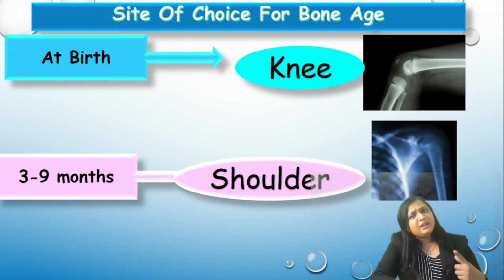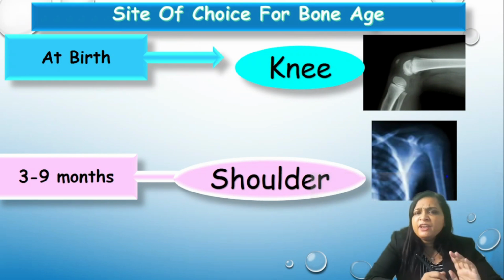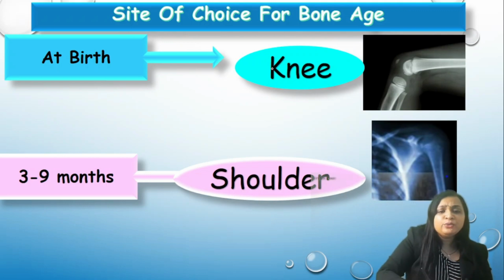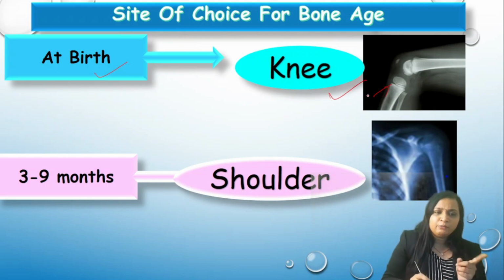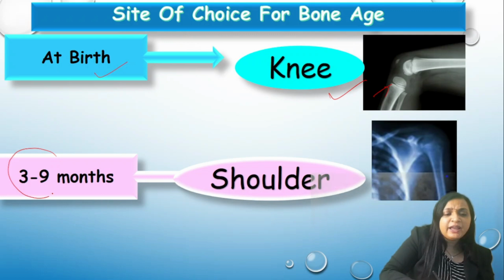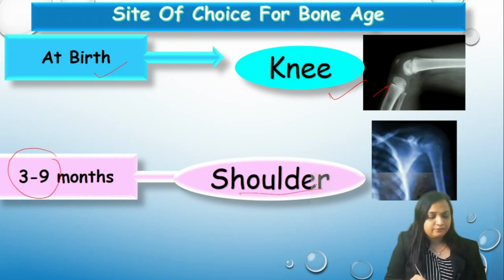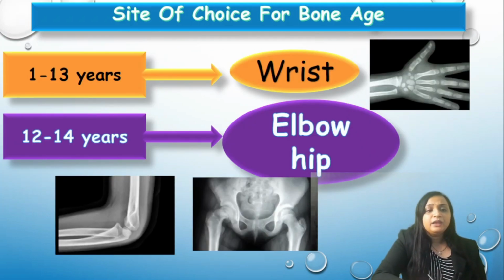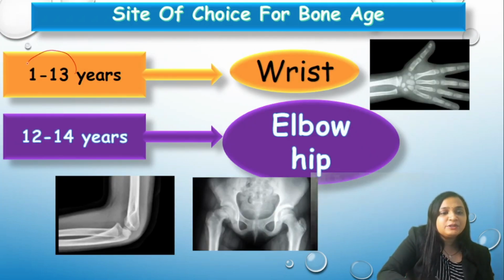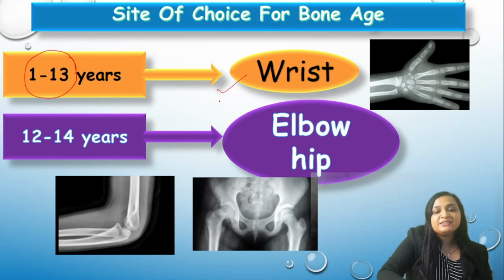Now, which type of X-ray should we take when we are going to estimate the bone age for a particular child? If we are doing bone age estimation at birth, we all know we should take X-ray of knee. X-ray of knee at the time of birth. If we are having a child who is between 3 to 9 years, then we should use shoulder. If we are having a child who is between 1 to 13 years, then wrist is important.